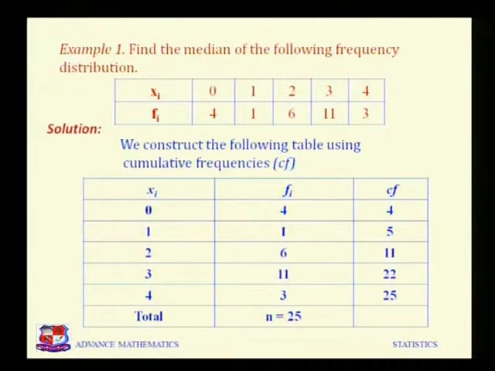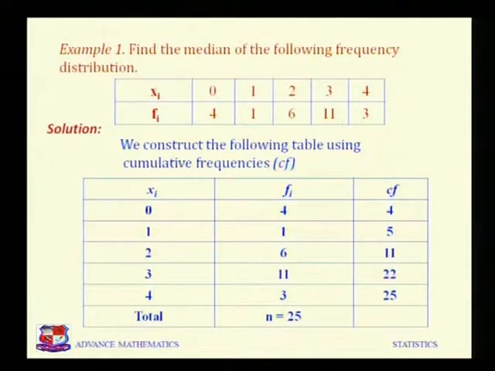First of all, we have to construct the following table using cumulative frequency. In this table, we have to write down the values of xi, fi and cf. How to find cf? Cf is the total of frequencies up to that particular observation. For example, for xi equal to 0, fi is equal to 4 and cf will be 4. After that, for xi equal to 1, fi will be 1 and cf will be the total of 4 plus 1.